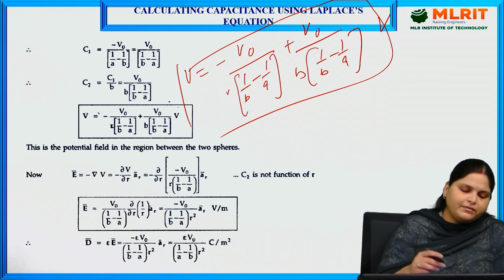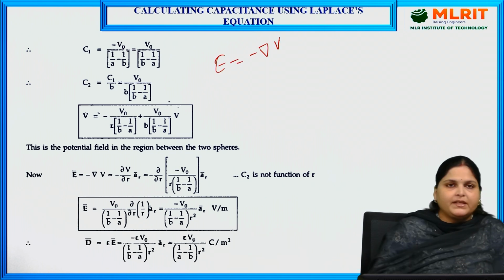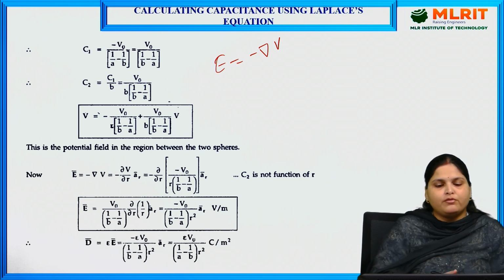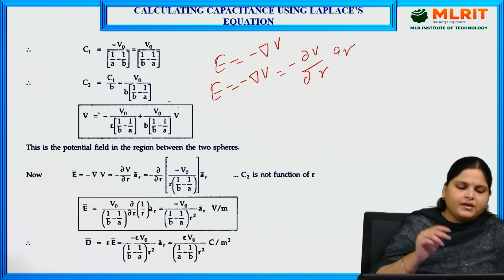Now we will use the formula E. E is equal to the negative gradient of V. As we know, it is only a function of R, so we will write this formula as E is equal to minus del V, which is equal to minus dou V by dou R aR.